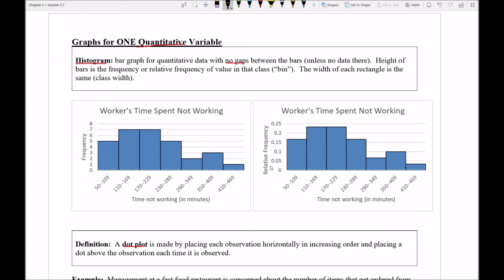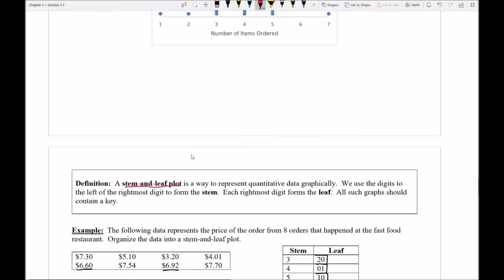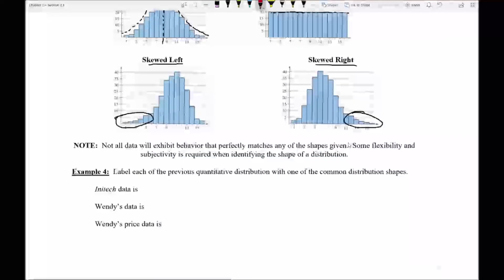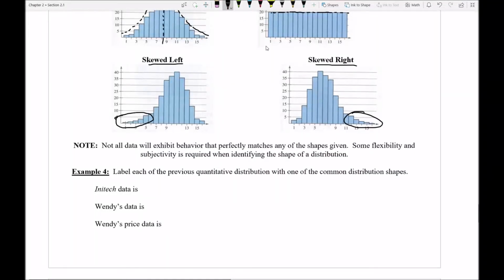Well, I would probably say maybe this is kind of skewed to the right. I can see I have a big mound of data over here, and then it tails off over on the other side. So maybe this is something that's skewed to the right. It doesn't look as skewed right as this, but that's okay. This is where flexibility and subjectivity comes into this. So I could say my Initech data is, we'll say, skewed right.